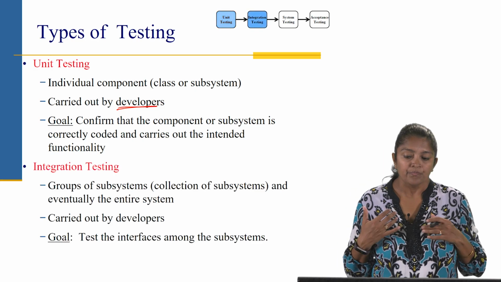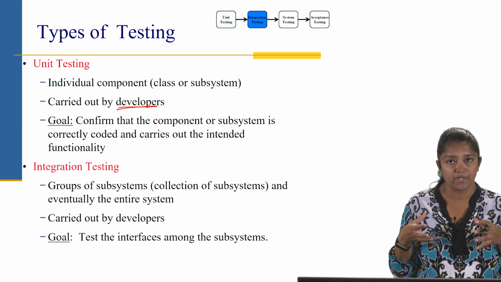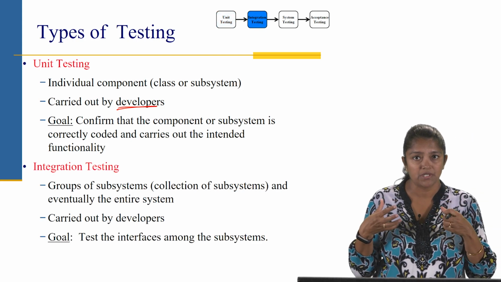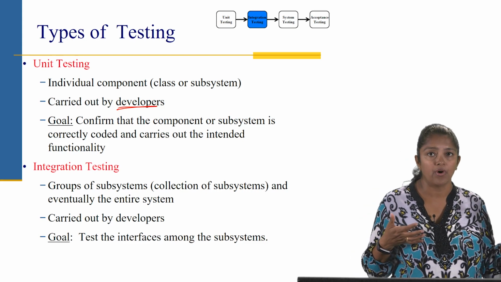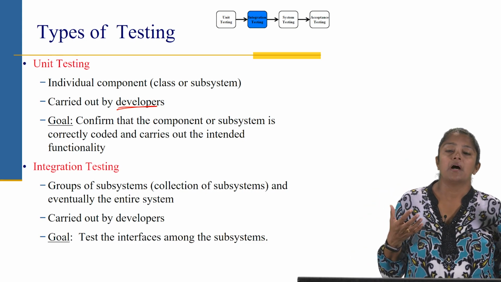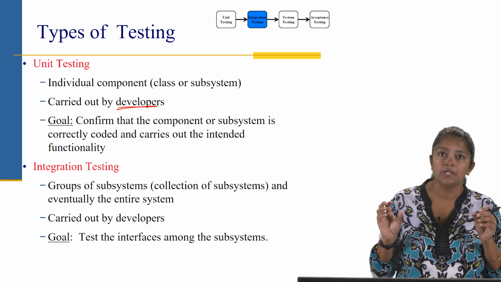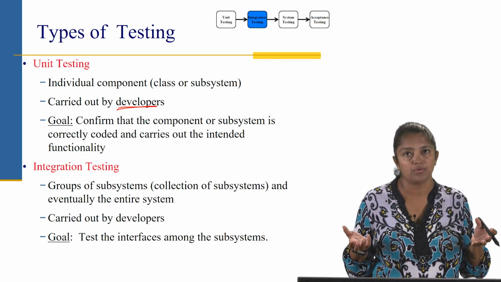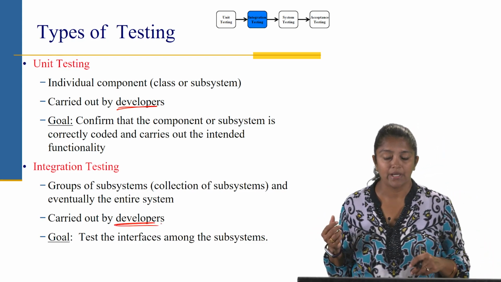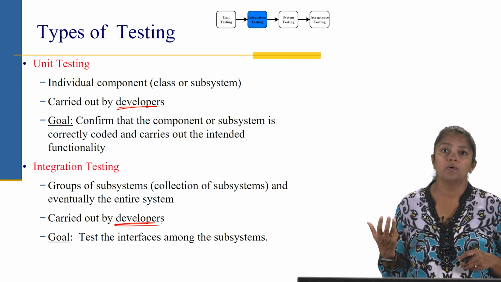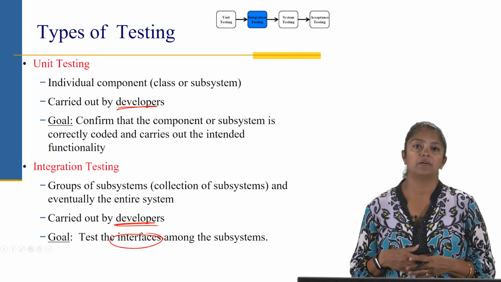So that's the goal. Integration testing is basically, now we are dealing with groups of subsystems. Now we have a collection of subsystems, and all of these put together will eventually form the entire system. Our goal here is to see if these subsystems are able to talk to each other the way they are supposed to, based on our high-level design of the system. Now this is also carried out by the developers. Here our goal is to test the interfaces. We're testing the interfaces between the subsystems.